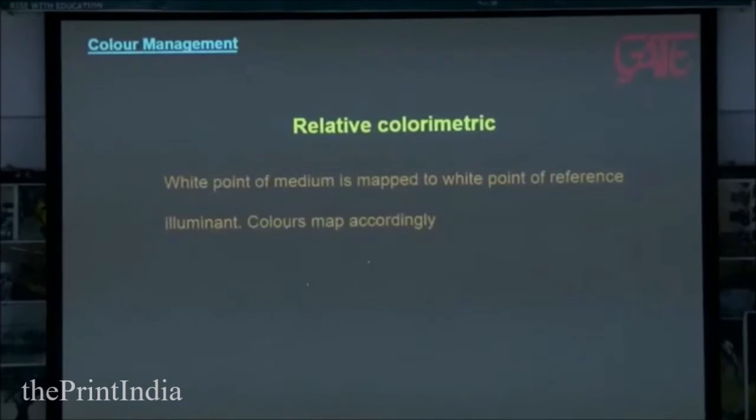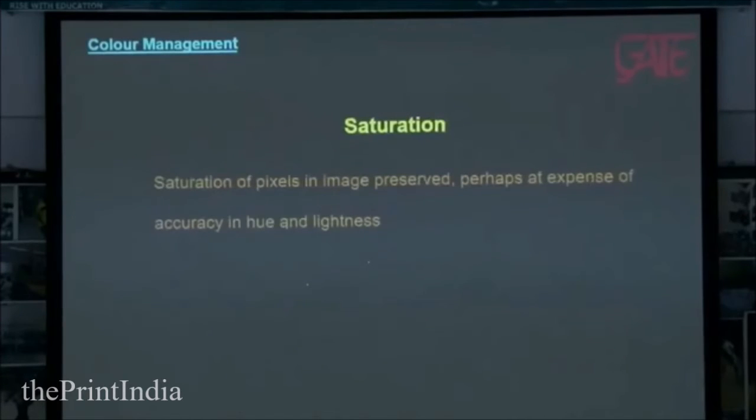There is another one, relative colorimetry. It is like perceptual, but the white point of the print is mapped to the white point of the digital. It's slightly complicated, so just remember that it's slightly like this. And saturation, here the saturation of the color will be exaggerated at the cost of the detail. The detail will be less visible, the saturation of color will be highly visible.